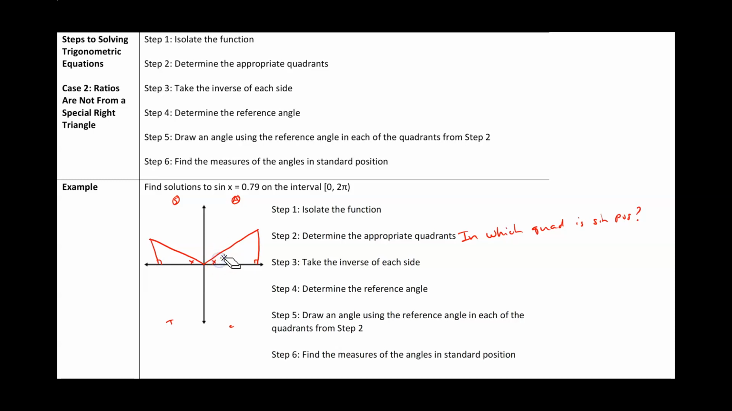So how do we do that? Step 3 says, take the inverse of each side. To undo sine, to solve for x, we have to take the inverse of each side. So what we have is sine of x equals 0.79. And in order to undo the sine, we've got to take the inverse sine of both sides. So we are going to take the inverse sine of the left side and the inverse sine of the right side. Because the sine and inverse sine undo each other, and we have x by itself.